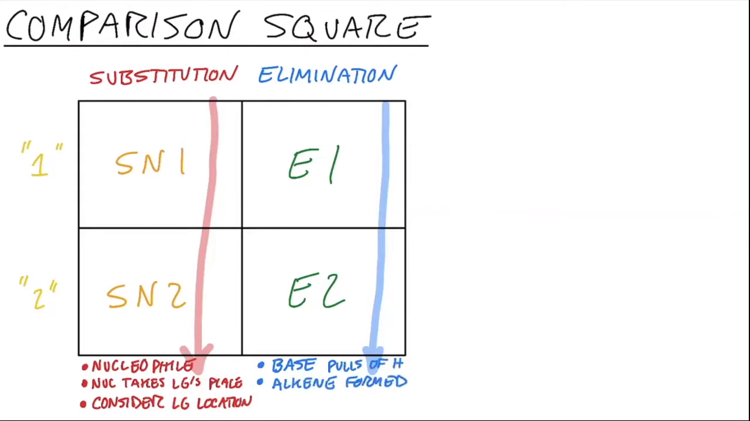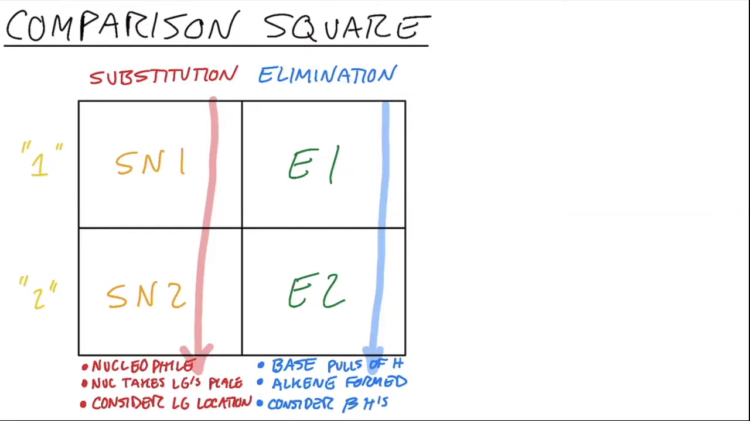As far as what we need to consider when we talk about eliminations and how to predict products, we want to think about where those beta hydrogens are. See where they're located, which ones are more or less substituted, which ones are more or less available to help us decide how we're going to do this elimination.